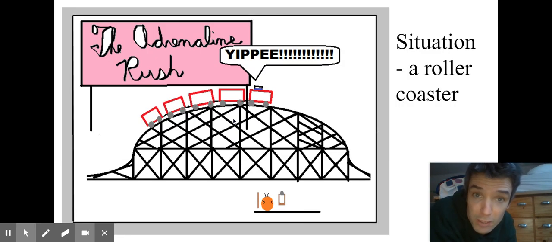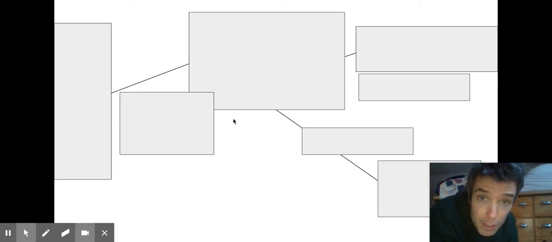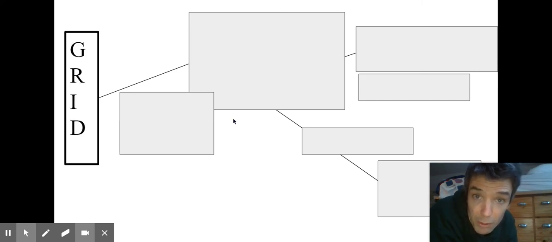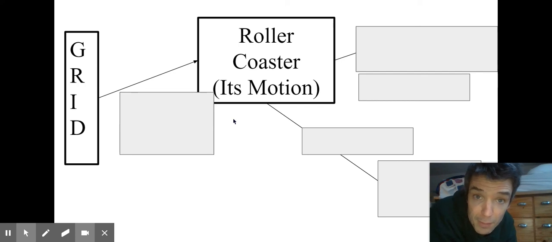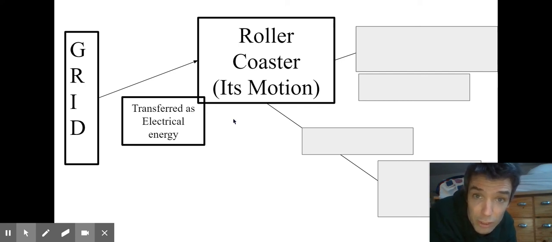Now, here's the next situation. You've got somebody on a roller coaster. Most roller coasters are electrical. They get all their energy from the grid, and the grid sends electrical energy into the roller coaster, and that makes the roller coaster move.